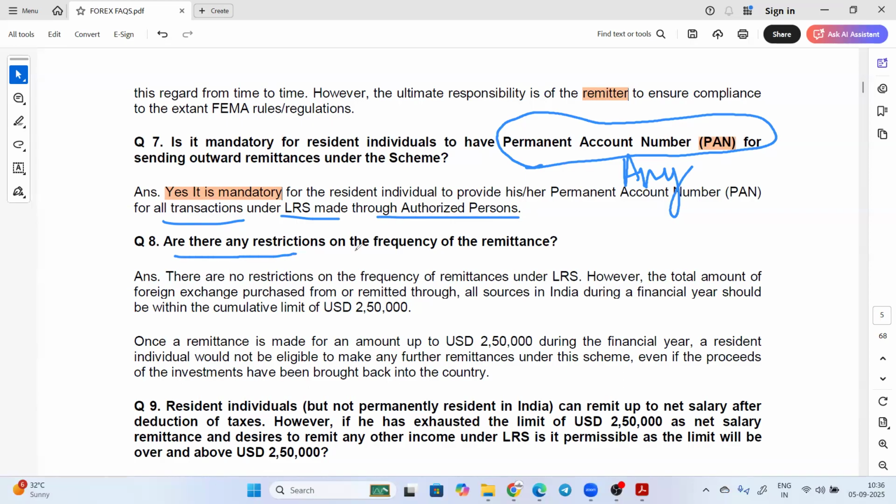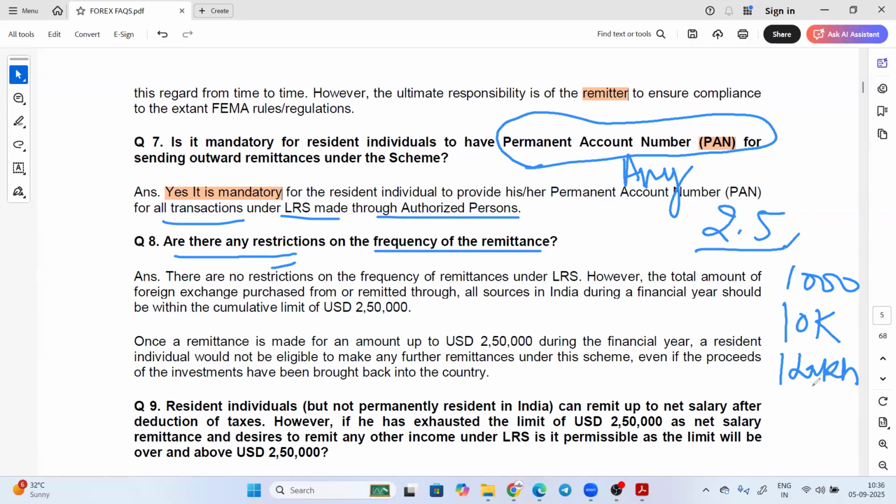Are there any restrictions on the frequency of remittance? So there is no restriction on the frequency. Suppose a person has a 2.5 lakh USD limit. Sometimes he can send $1,000, sometimes $10,000, sometimes $1 lakh. That depends on the person, whenever he wants to send. So there is no restriction on the frequency of remittance under LRS.